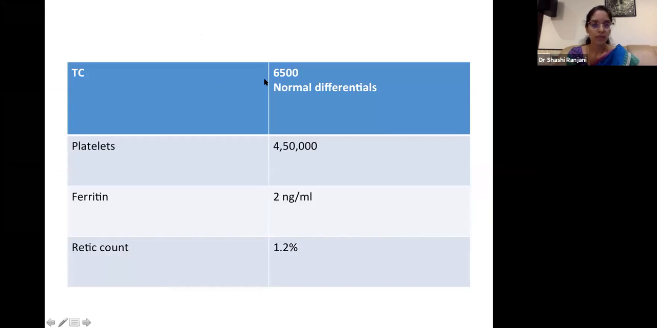So the total count is normal. The platelets are also normal. The ferritin is low and the retic count is 1.2.